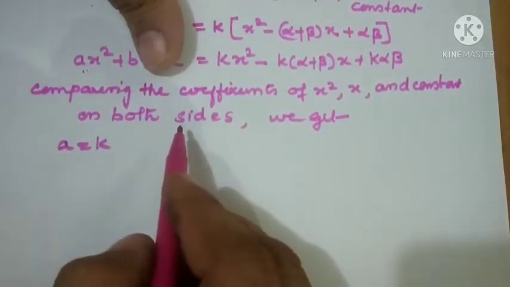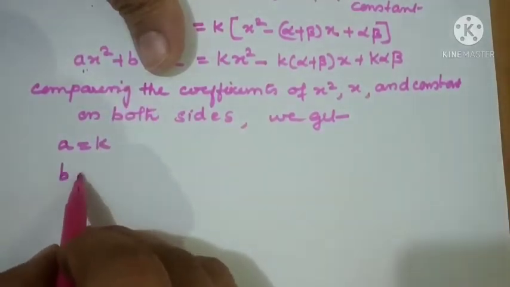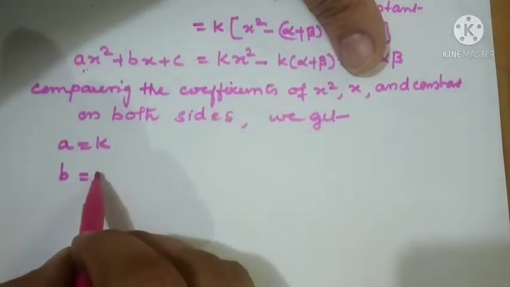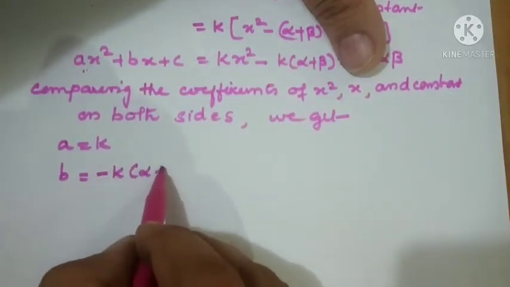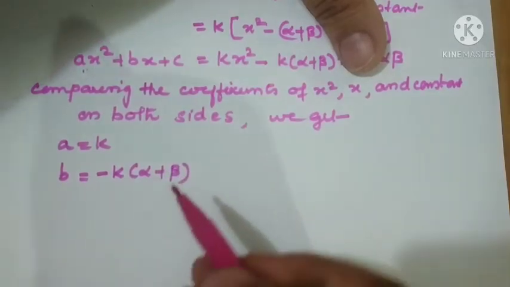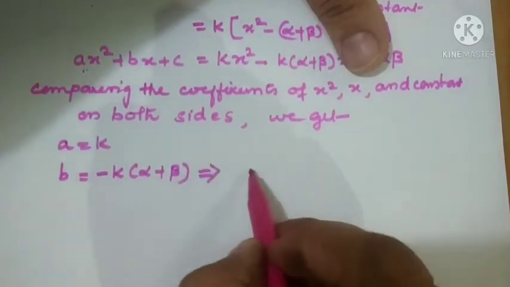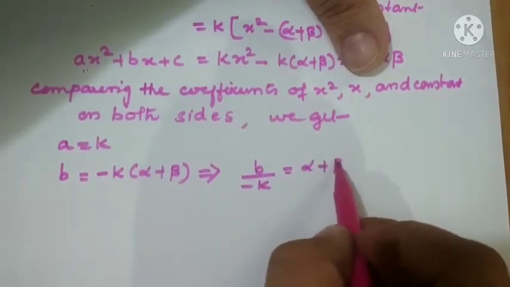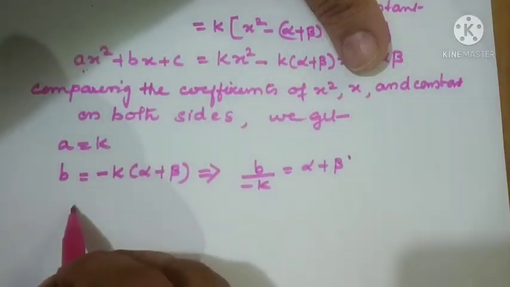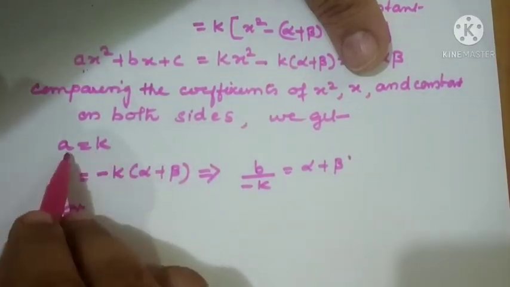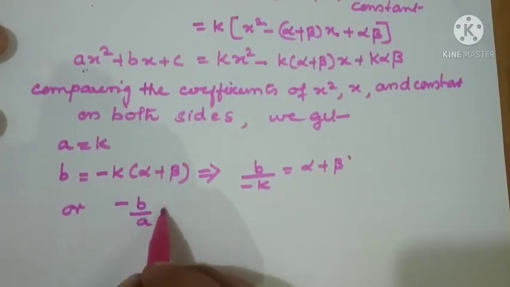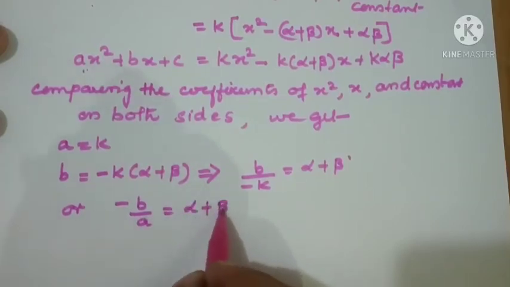So x is excluded, what is remaining here? B, and x is not taken because we should consider only the coefficient of x, minus k into alpha plus beta, right? This implies b by minus k equal to alpha plus beta, or what we can write, k is a only, right? So we can write minus, taking it to the numerator, minus b by a equal to alpha plus beta.